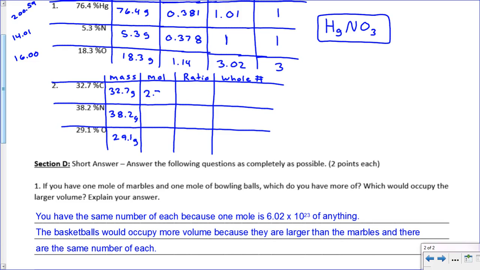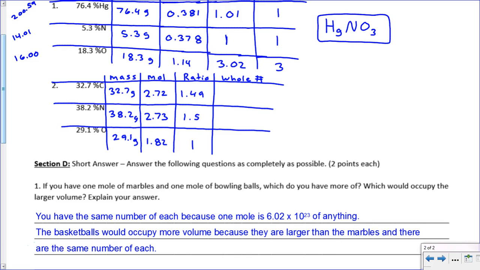All right. With nitrogen, we're dividing by 14.01. We get 2.73. And then with oxygen, we're dividing by 16, and we get 1.82. For the ratio, then, we divide by the smallest number here. In this case, for the moles, the smallest number is 1.82, so we're dividing each of these by 1.82. That means that this is going to give us a 1 in this row. For the other two rows, I get 1.49 and 1.5.